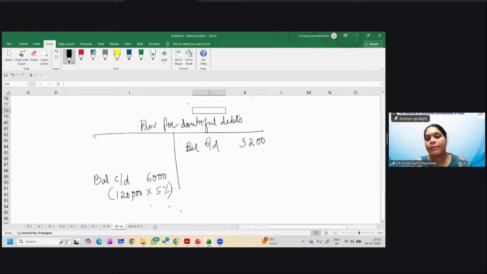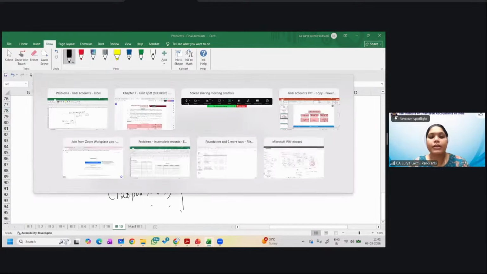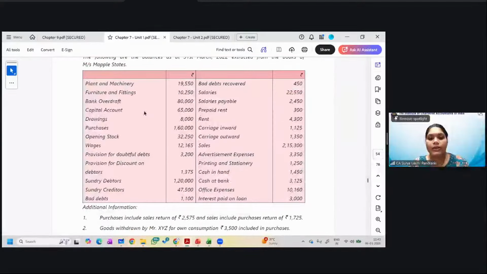We have opening and closing balances. What else will be affected in this account? If you have any bad debts written off in that year, that also has to be adjusted. Can you see any bad debts given in the question in the table? Bad debts is 1,100, which is given here.